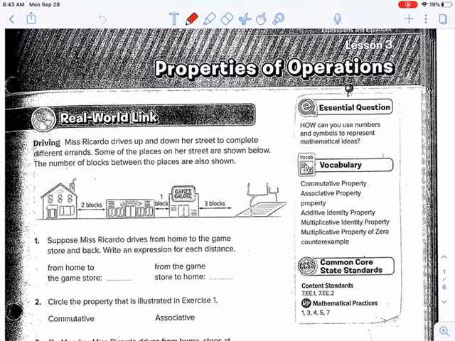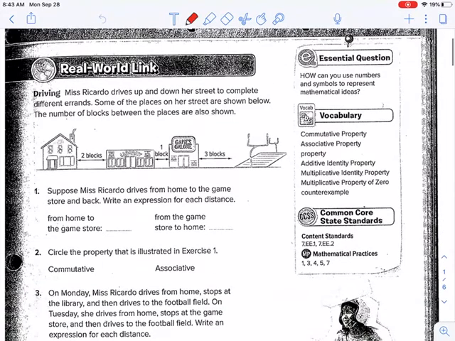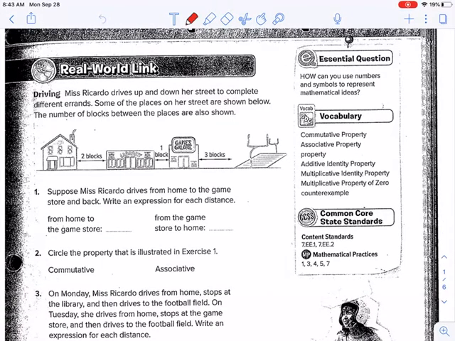So let's start with a real-world link here. This deals with driving down the street, which I'm sure all of you have done, well, as a passenger. But Miss Ricardo drives up and down her street to complete the different errands. Some of the places on her street are shown below. The number of blocks between the places are also shown. Number 1. Suppose Miss Ricardo drives from home to the game store and back. Write an expression for each distance.